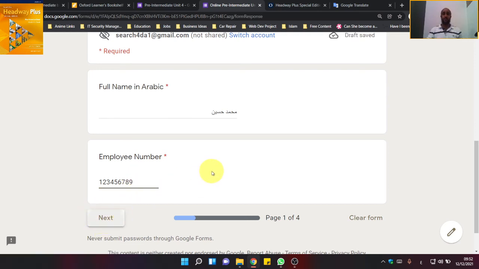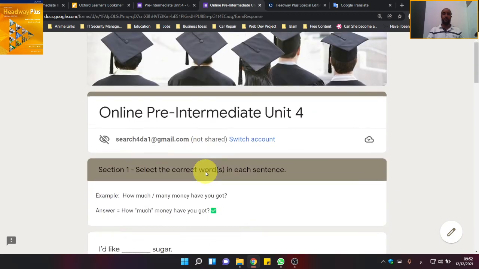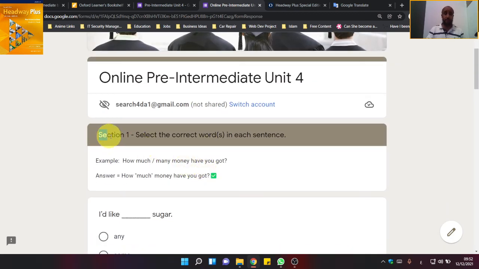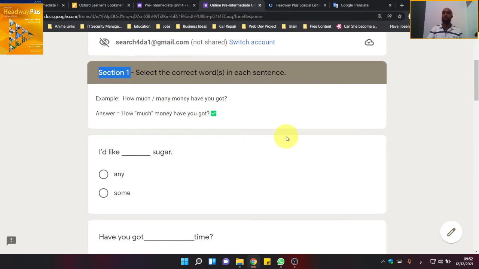The first section of the test says select the correct words in each sentence. So now you have to choose the correct word. Here's an example that I've used. Here we have much and many, so we have to decide to choose much or many. The subject is money, and we know that money is uncountable, so we use much. The correct answer is: how much money have you got?